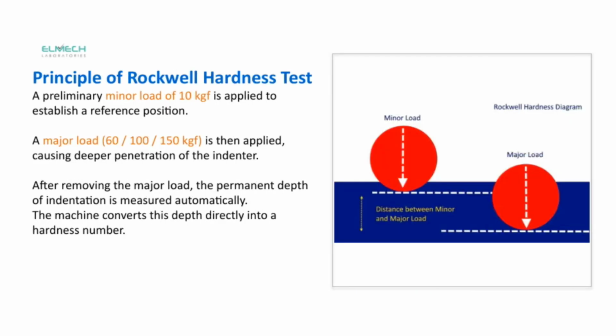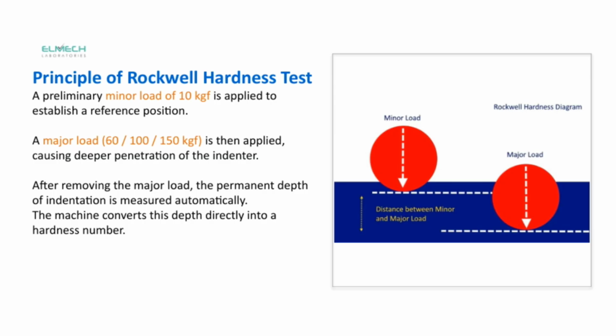Let's take a closer look at the principle behind the Rockwell Hardness Test. First, a small preliminary minor load of 10 kgf is applied. This initial step helps to establish a consistent reference position, ensuring that all measurements start from a standardized baseline. Next, a major load, depending on the test scale, it can be 60, 100, or even 150 kgf, is applied on top of that minor load.